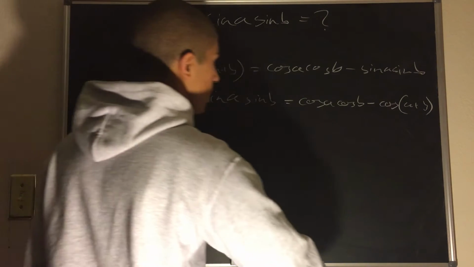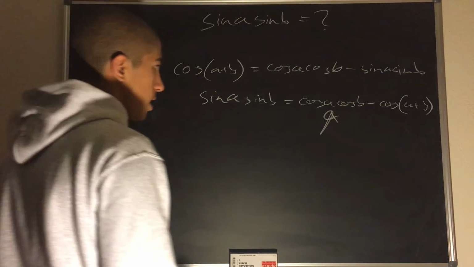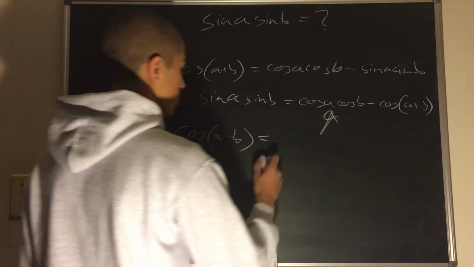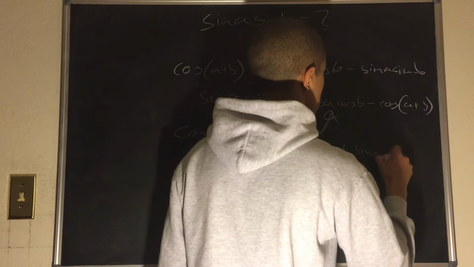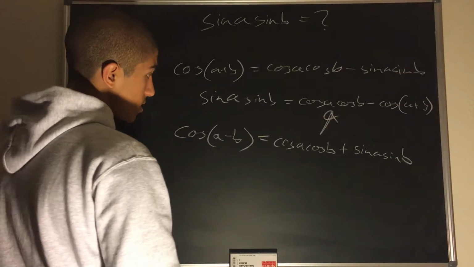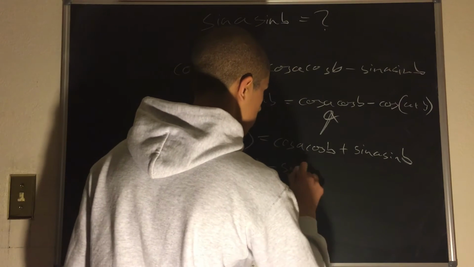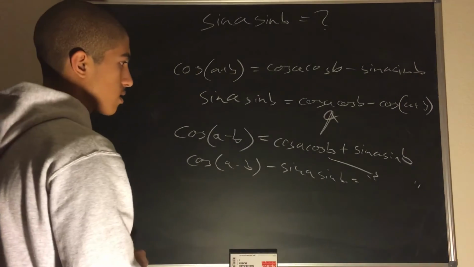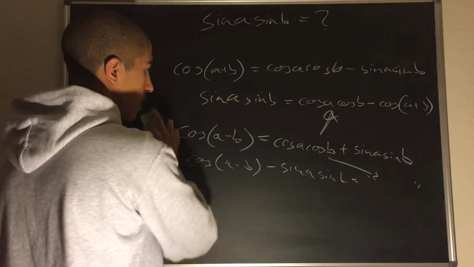And then all we must do is expand this term over here, cos A cos B. If we do that, we use cosine of A minus B, and this is equal to cos A cos B plus sin A sin B. We wish to isolate cos A cos B, so that simply then is cos of A minus B minus sin A sin B is equal to cos A cos B. So then we can plug this in to our original function.